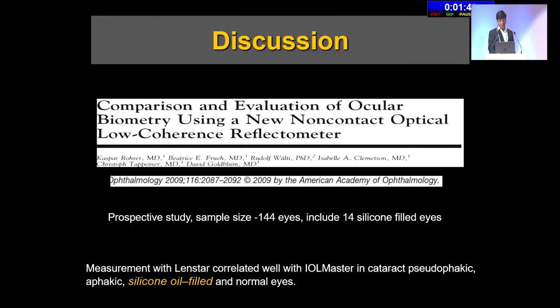Looking at the literature, there was a paucity, and I almost didn't find any study where the two biometers were compared, particularly for the silicon filled eye. There are a few studies with a mixed group of pseudophakic, aphakic, and silicon filled eyes. This study was done by Kaspar Rosser et al. He did a prospective study with a sample size of 144 with a small subset of 14 silicon filled eyes. They found that the measurement with the Lenstar correlated well with the IOL Master in cataract, pseudophakic, aphakic, silicon filled and normal eyes.